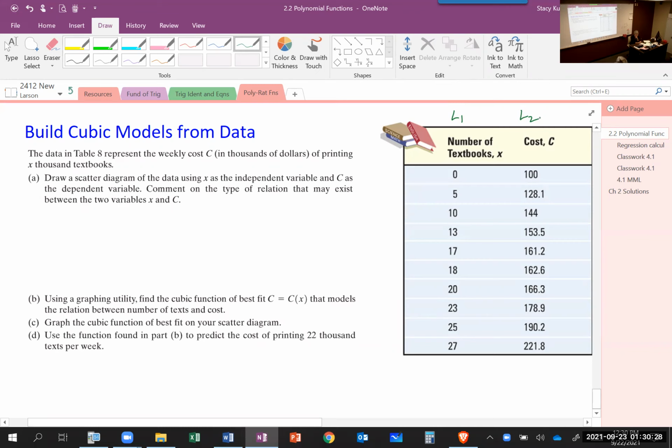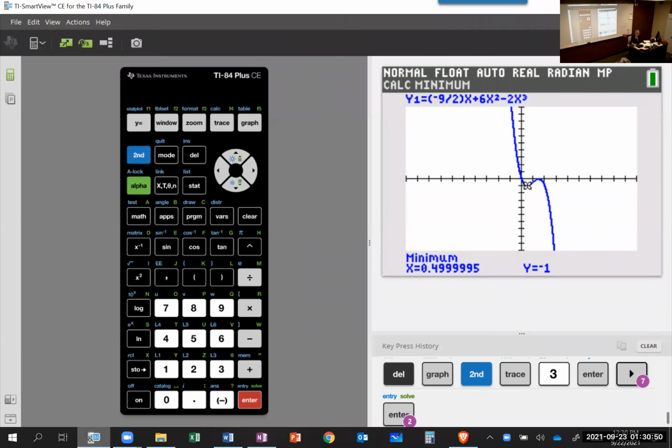And we want to create a scatter plot representative of this data. So we're going to put in our calculator this data that you see right there. So everybody put L1 and L2 in your calculators. You remember how to get there? Okay, let me show you. Okay, let's go here.